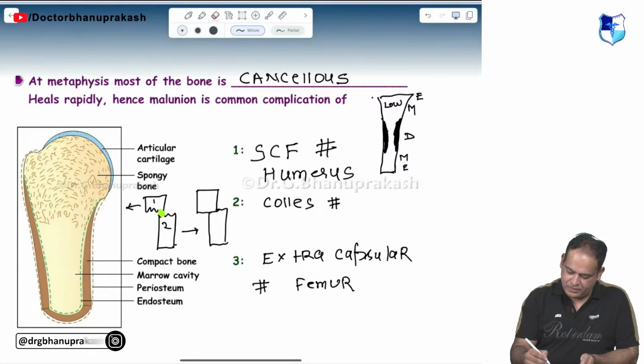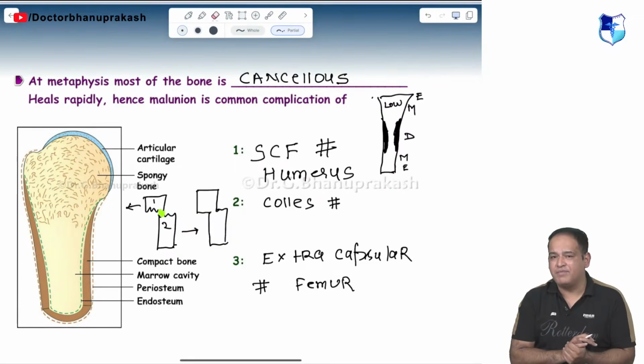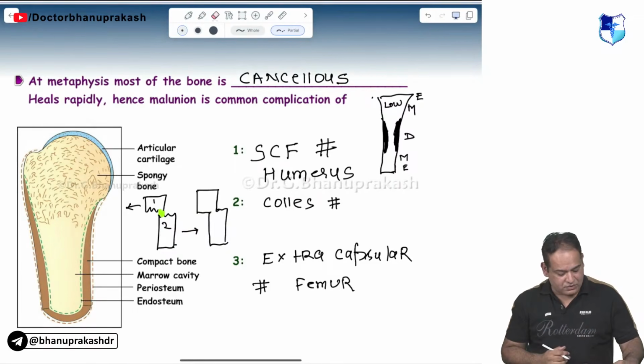Right? This will be the bone after healing. This will be the bone. So, this is a type of malunion. Fracture गलत तरीके से जुड़ गया.